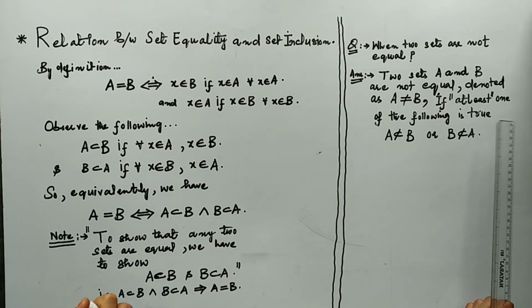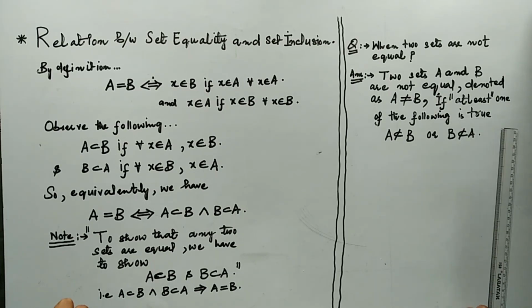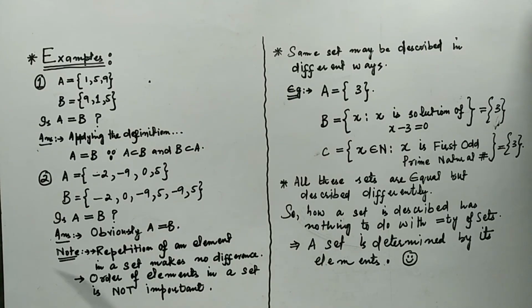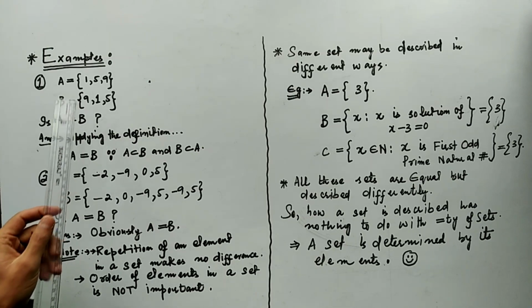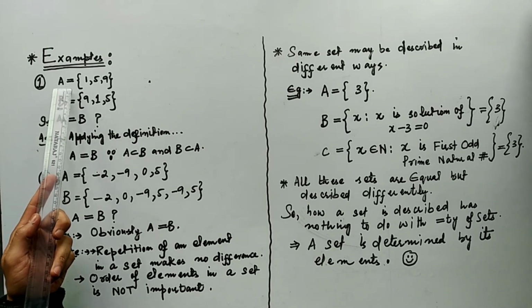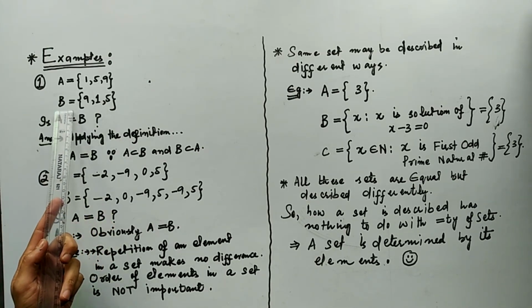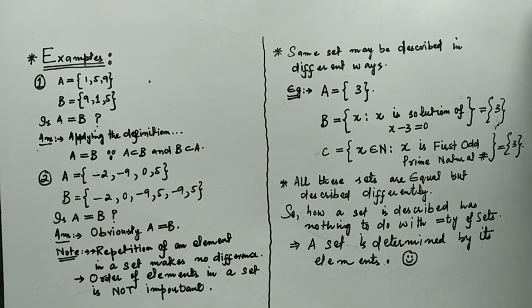The minimum requirement is to show that one of the sets is not a subset of the other. Here are a few examples to brush up on. In my first example, I have two sets A and B. Set A consists of these three elements and set B consists of these three elements.